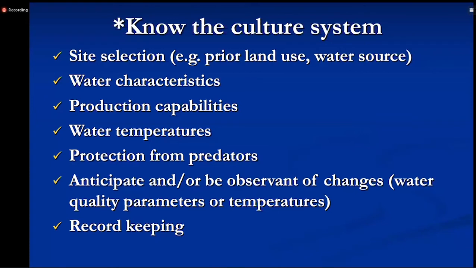How is that water going to change in that culture unit, as I mentioned, from minute to minute, hour to hour, day to day, season to season? What are the production capabilities like within these culture units? How many fish can you stock? How many fish can be supported within that particular culture unit? Whether it's a cage or a pond, all of these have very different production capabilities, and you have to be able to match that capability within the associated tolerance levels of the fish.